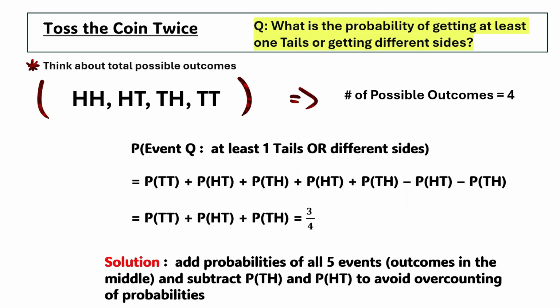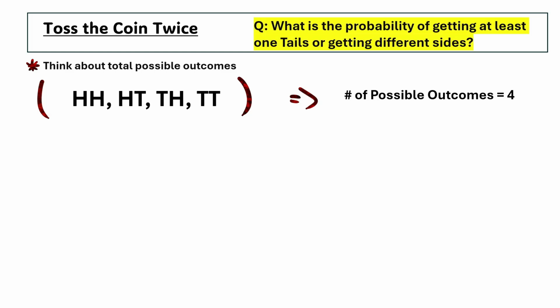And that's going to give us P of TT plus P of HT plus P of TH, which is then going to equal 3/4. Now for our next question, I'm simply going to use the same question that we just finished, but I'm going to replace the OR here with AND.